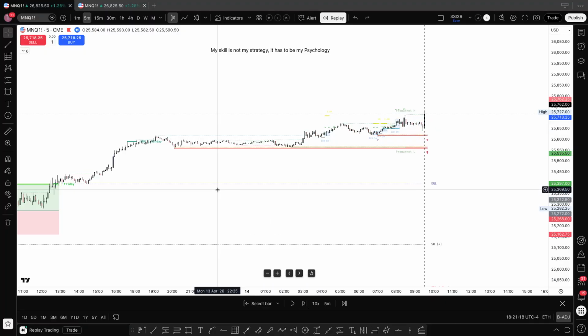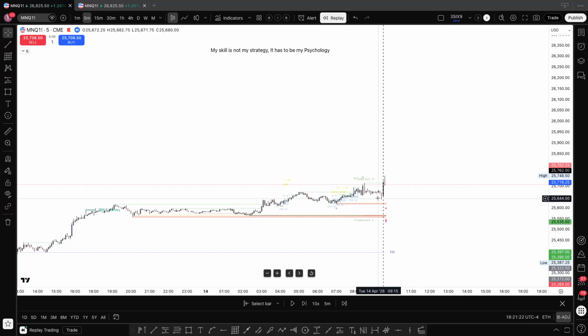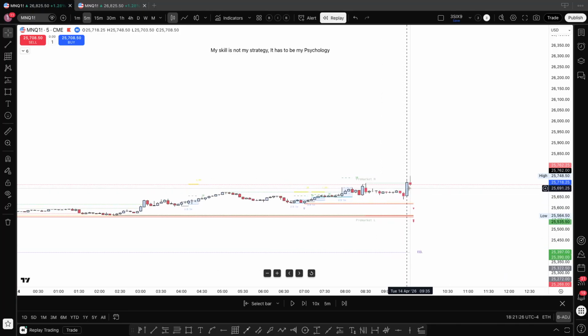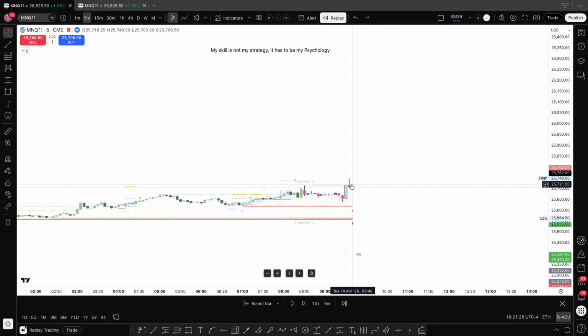All we've seen is overnight consolidation. We had an open range breakout, and then, okay, even if I had entered right here, this candle closed bearish, so I would exit my trade right here. I want to see more price action that's bullish, that's pushing up.